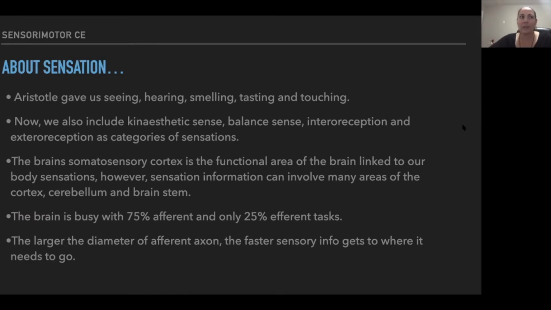Sensory information can spread throughout the cortex as well as the cerebellum, which is involved in posture, balance, motor control, and areas of the brainstem as well. The brain is very busy with sensory information. About 75% of the brain is dedicated to afferent information.